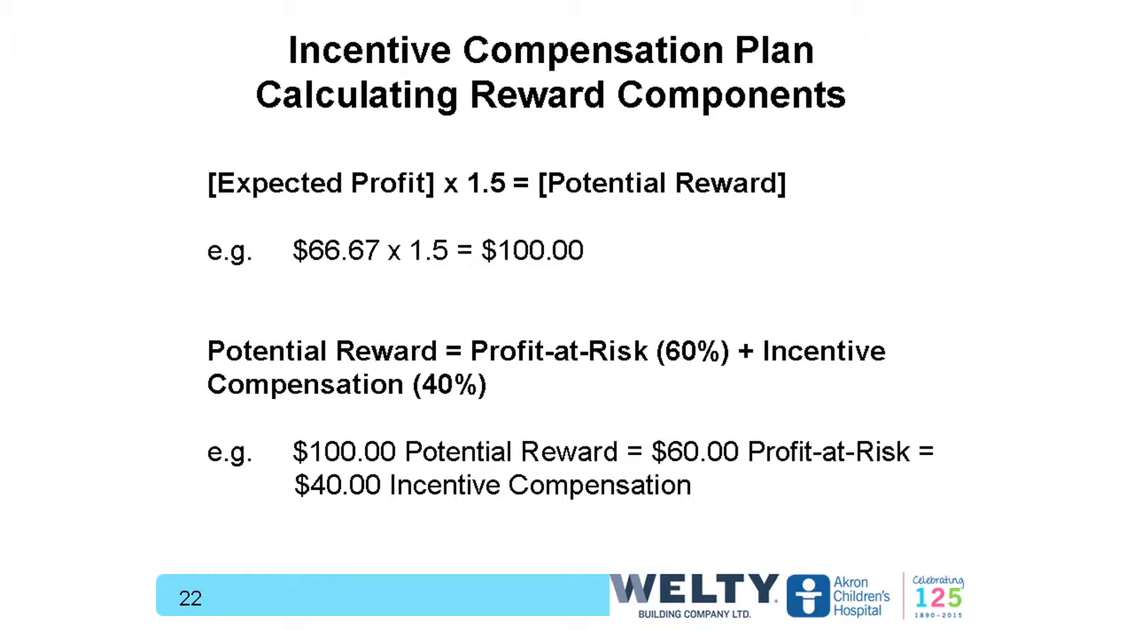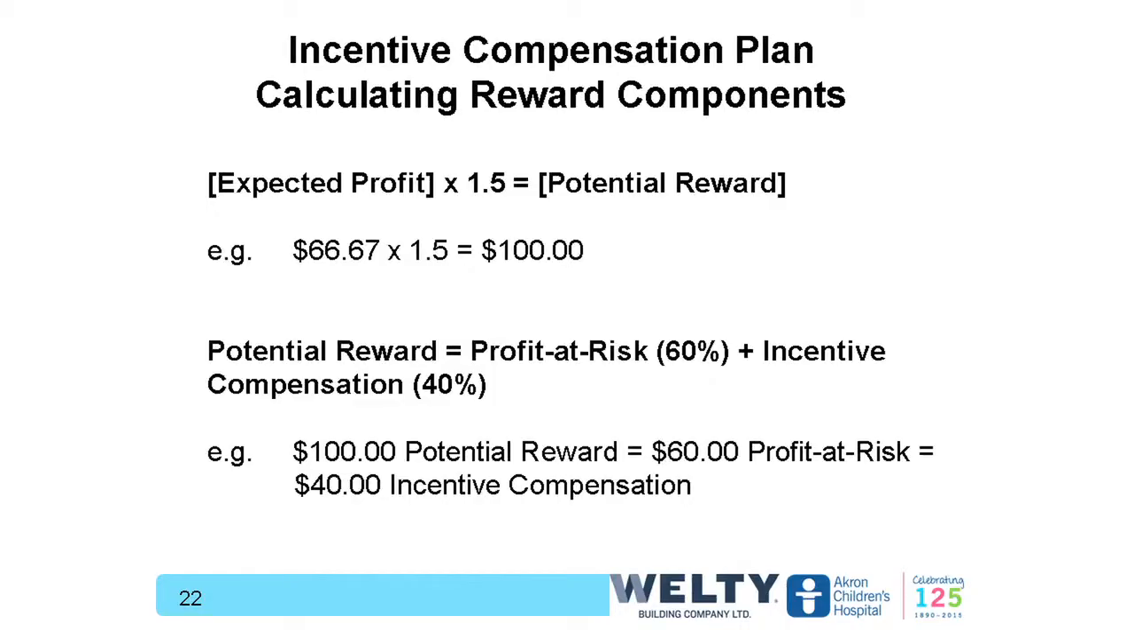The incentive compensation plan that we put together was created to reward the team for performing at a best-in-class level. We kind of took the approach that from a profit standpoint, if it's an average project, then you should get this much profit. But if it's truly a best-in-class performance, then the owner agreed to pay an incentive to reward everyone for that performance. And what we agreed to was essentially to pay 50% more than their expected profit as the final potential reward.